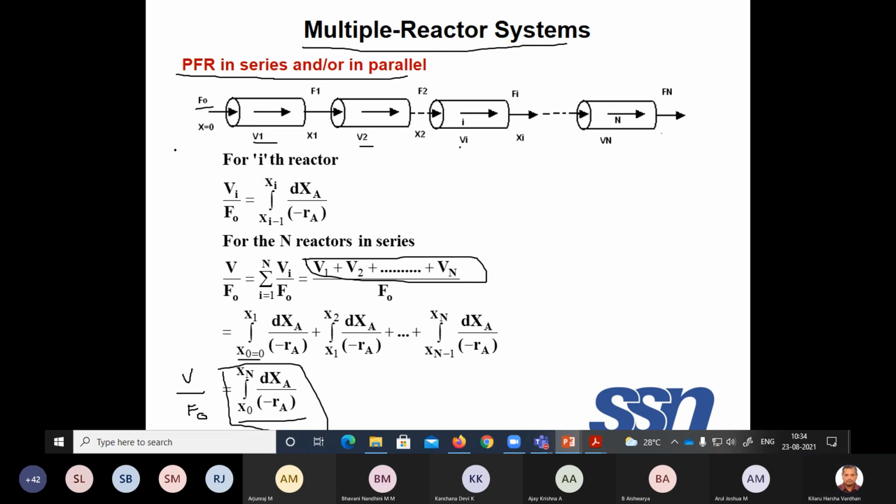Okay. This is for series. You can do parallel also. Let us hold this parallel for some more time. Let us do the series for mixed reactors also. I would like to have some feedback here. Is it okay?